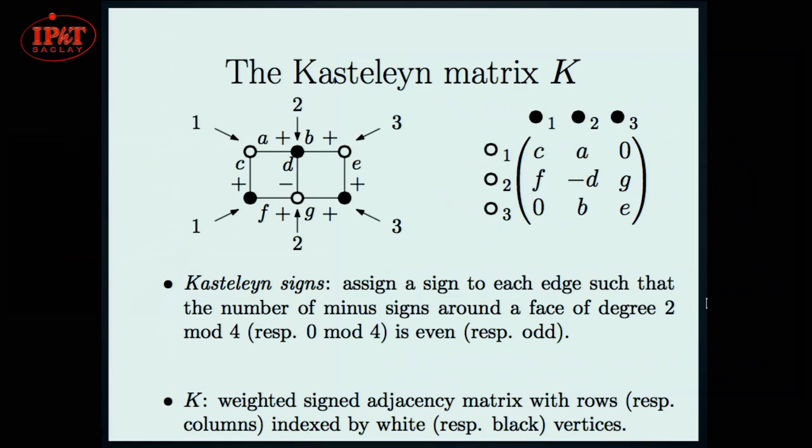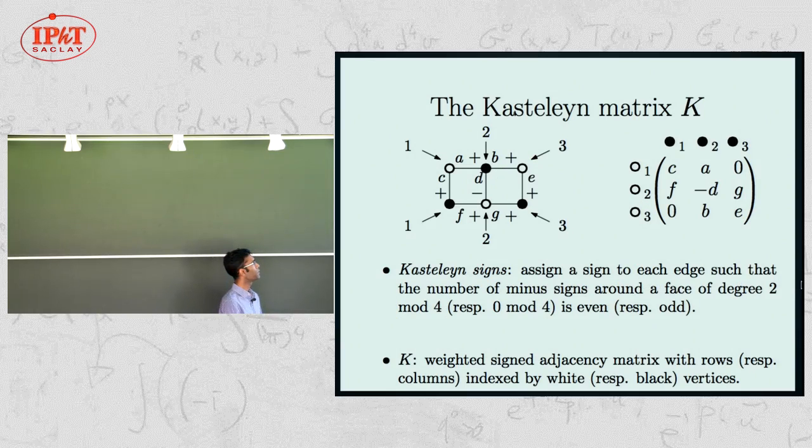And using these Kasteleyn signs, you can define the Kasteleyn matrix. The rows of the Kasteleyn matrix are indexed by the white vertices, and the columns are indexed by the black vertices. So for example, in position 1, 1 of the Kasteleyn matrix, you need to look at white vertex number 1 and black vertex number 1. They are connected by one edge with positive edge weight C and Kasteleyn sign plus, so you multiply out the plus and the C, and you get C at this position.